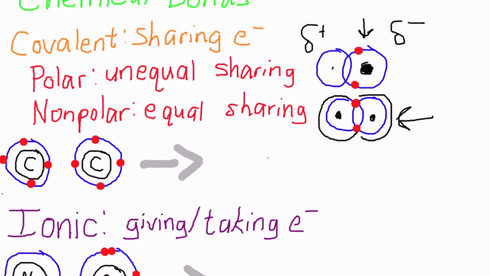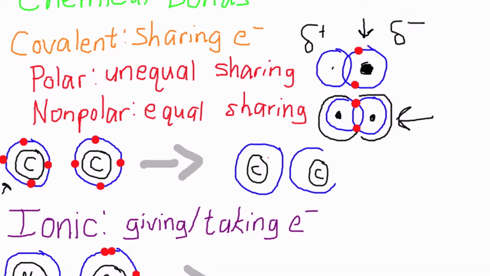So here we have 2 carbon atoms, both of them with 4 electrons. If they were to undergo a covalent bond, the result would look something similar to this. So you have the 2 orbitals, and they would share electrons in the middle. They'd only share 1 pair of electrons in the middle, and they keep their other electrons alone. So these 2 electrons here are the ones that would be paired.